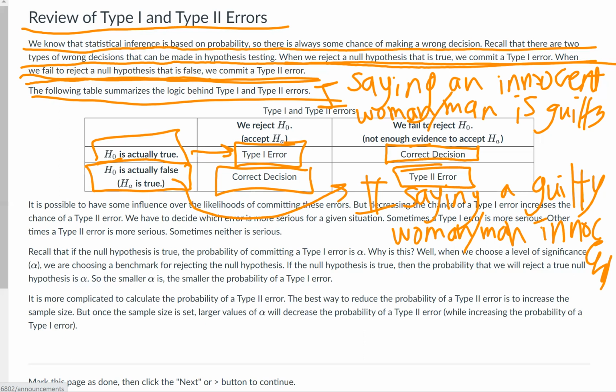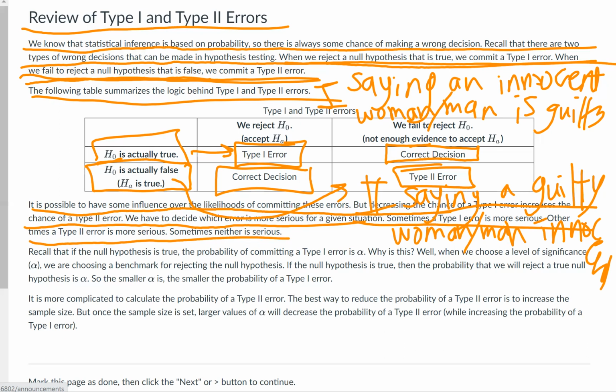Anyway, it's possible to have some influence over the likelihoods of committing these errors. By decreasing the chance of a type 1 error, we increase the chance of a type 2 error. We have to decide which error is more serious for a given situation. Sometimes a type 1 error is more serious. Other times a type 2 error is more serious. Sometimes neither is very serious. It depends on the context. Recall that if the null hypothesis is true, the probability of committing a type 1 error is alpha.